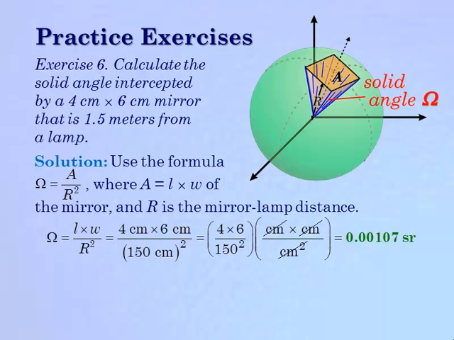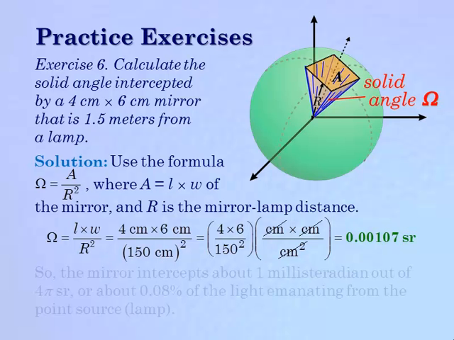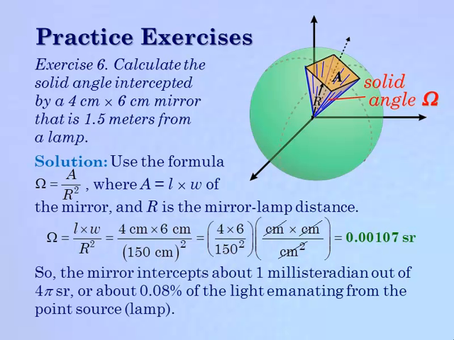So we simply substitute in our expressions. A is L times W, which is 4 centimeters times 6 centimeters. And instead of 1.5 meters, we'll convert it in our head to 150 centimeters so that the centimeters will nicely cancel out for us. So 4 times 6 divided by 150 squared. And the answer is 0.00107 steradians. So the mirror intercepts about 1 millisteradian out of all of the 4 pi steradians that are available coming from that lamp, or in other words, about 0.08% of the light emanating from the point source.